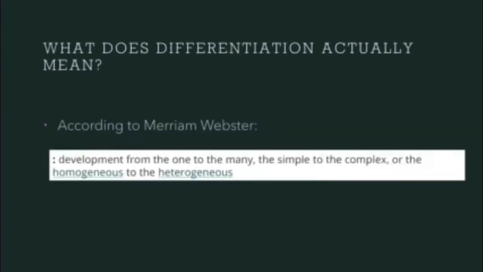So what does differentiation actually mean? Well, according to Merriam-Webster, the development from the one to the many, the simple to the complex, or the homogeneous to the heterogeneous. Now, what does that actually mean? In your instance, when you were learning the limit, you were probably thinking the simple to the complex sounds very true. Well, it is true. However, not in the way that you're exactly thinking. See, what they mean is that you're breaking up something that was a singular function into many parts.